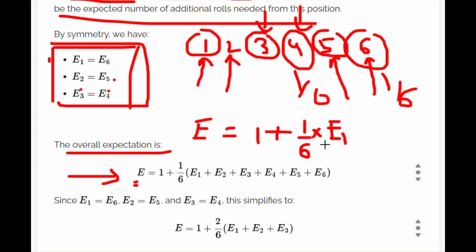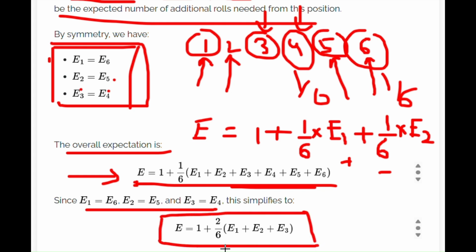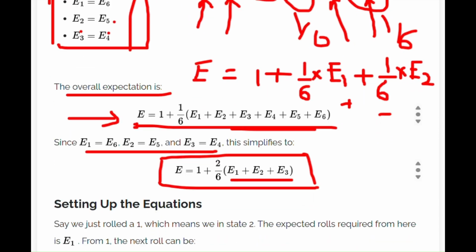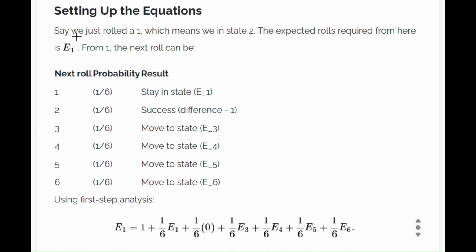So the total becomes 1 by 6 times E1, plus you roll a 2 with probability 1 by 6 and you reach state 2. The number of rolls required from state 2 is E2, so you get 1 by 6 times E2, and so on till E6. So this gives us this equation. Now from symmetry, we have seen E1 equals E6, E2 equals E5, E3 equals E4. So we replace these variables in the equation to get E equals 1 plus 2 by 6 times (E1 + E2 + E3). Now we have 4 variables, and we need to write more equations.